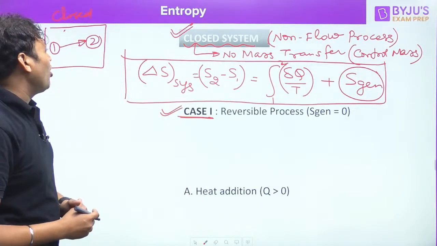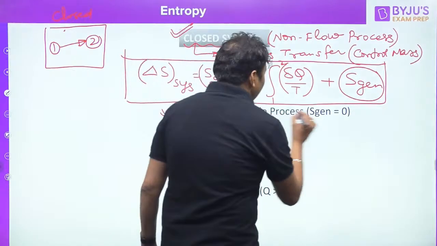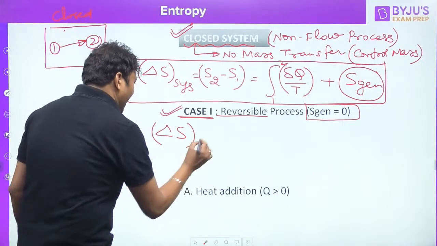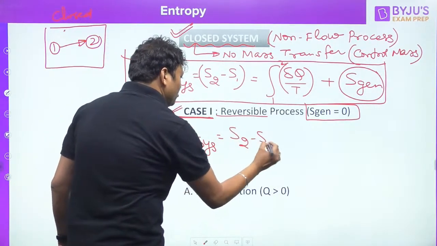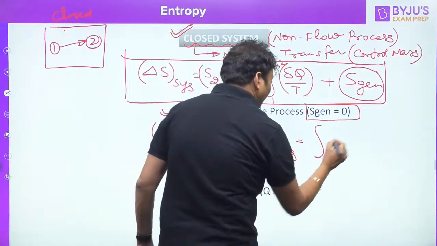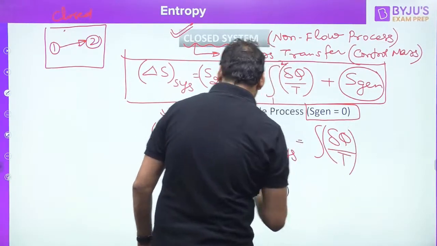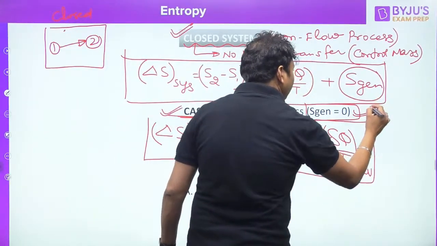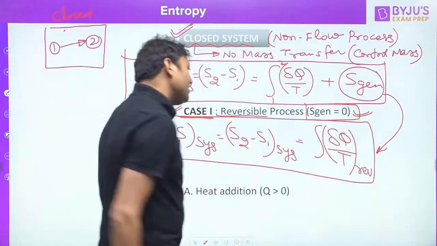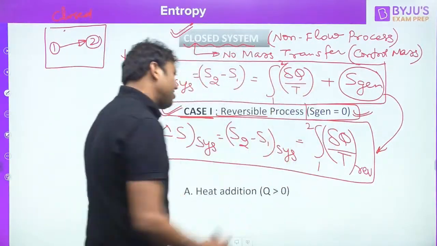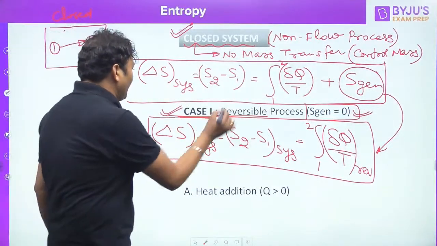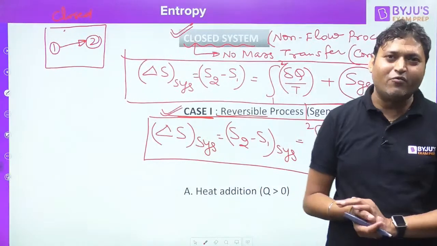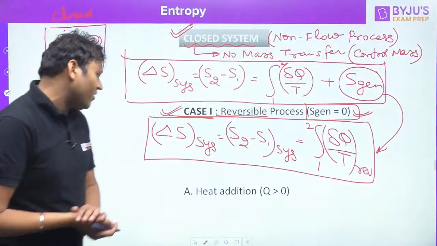Now if we say the process undergone by the closed system is reversible, then entropy generation will be 0. And if the entropy generation is 0, delta S for the system, that is S2 minus S1, is equal to integration of del Q by T. That will give you the value of change in entropy of the system, because the process is reversible and entropy generation will be 0. For a closed system, the change in entropy can be calculated by using this integration. Integration of del Q by T for a reversible process will give you the change in entropy of the system.